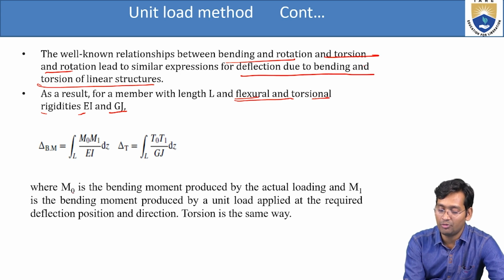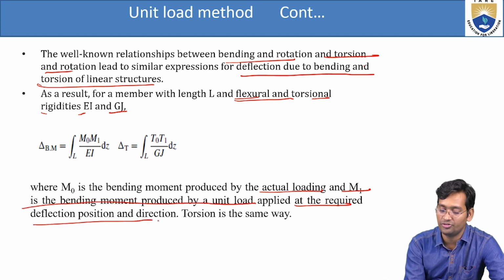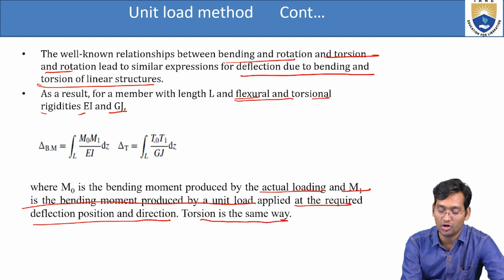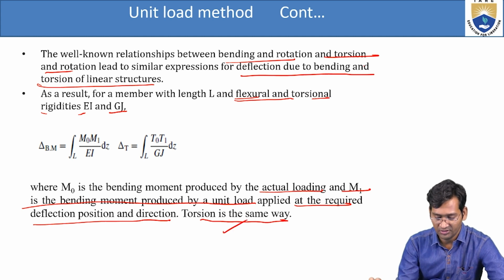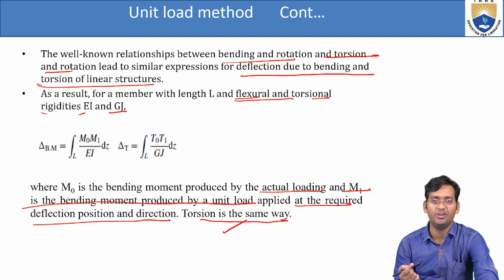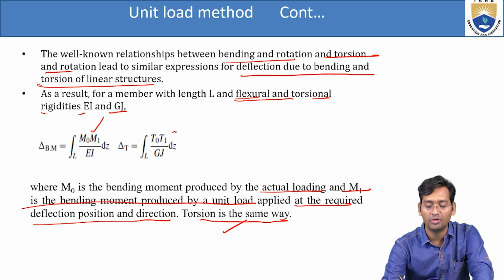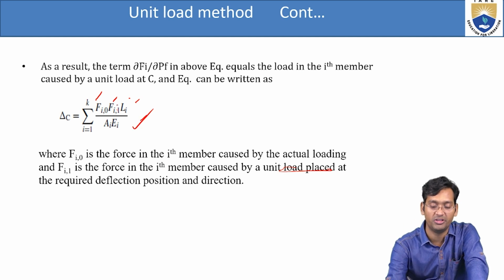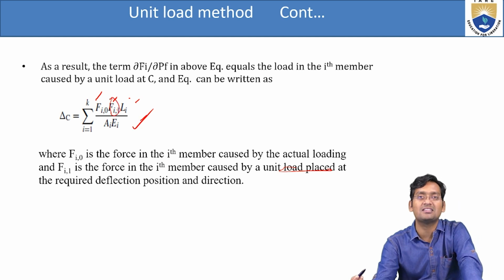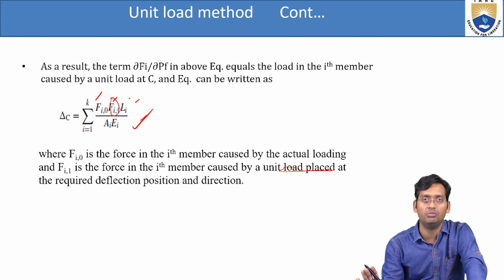Where M0 is the bending moment produced by the actual loading, and M1 is the bending moment produced by a unit load applied at the required deflection position and direction. Torsion is the same way. T0 is the torsion because of the actual loading, and T1 is the torsion because of the unit loading we applied. This is the way. So if it is given in terms of moment, we can use this formula; if it is given in terms of torsion, we can use this formula; or for load we can use this formula by the unit load method. Instead of the fixed load, we just replace it with the unit load. Everything else remains the same.